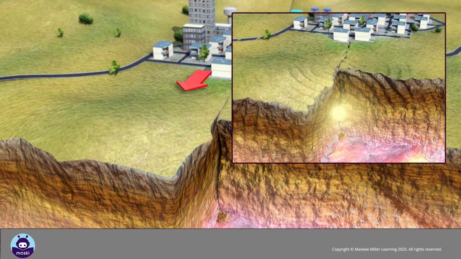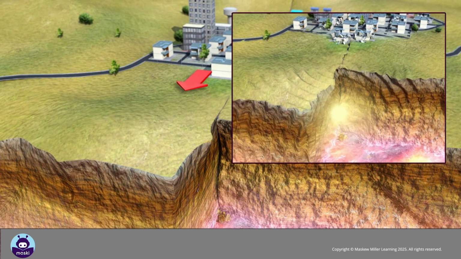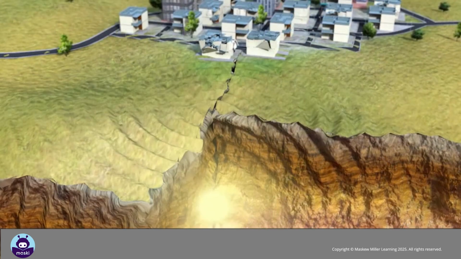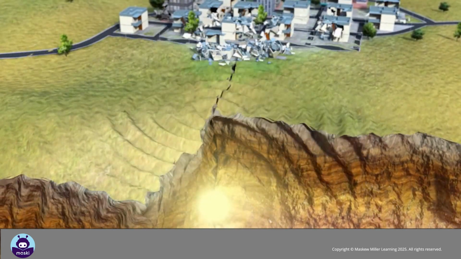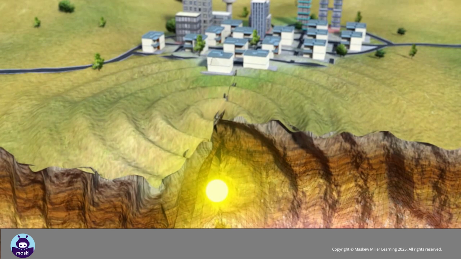The release of this energy causes shock waves, called seismic waves, to move through the crust. As a result, the Earth's crust shakes or vibrates. The more friction there is, the more intense the earthquake.